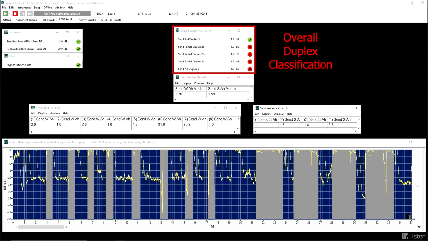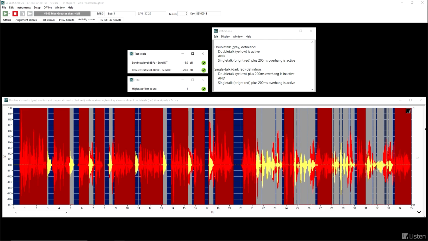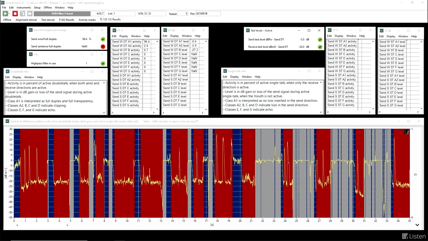At this point, the sequence is calculating in a different way to implement the TS-126-132 standard. You can see the waveforms here, along with some areas that are being looked at in different ways. The yellow curve, again, is level versus time. The gray areas are defined as double talk. The red areas are defined as single talk.